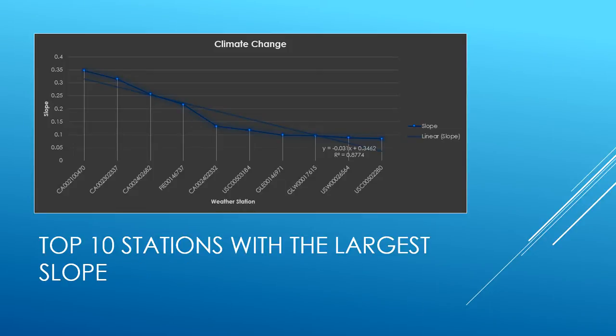Here you are able to see the graph that shows the difference in climate change for each weather station and how it has created a linear regression depending on the location of the weather station and how drastic the climate change has occurred in that area.